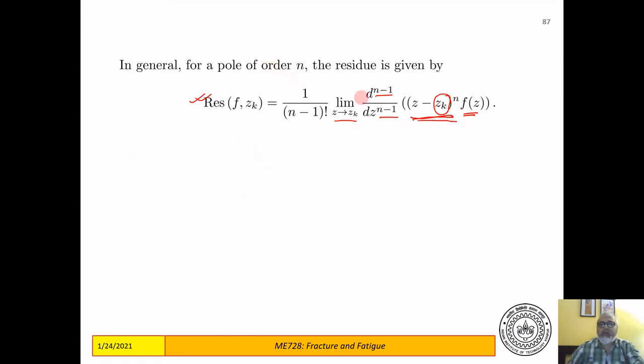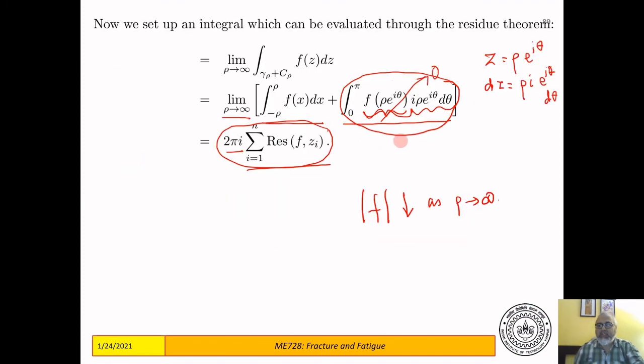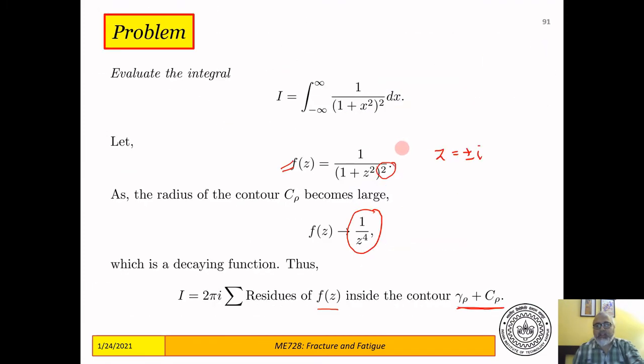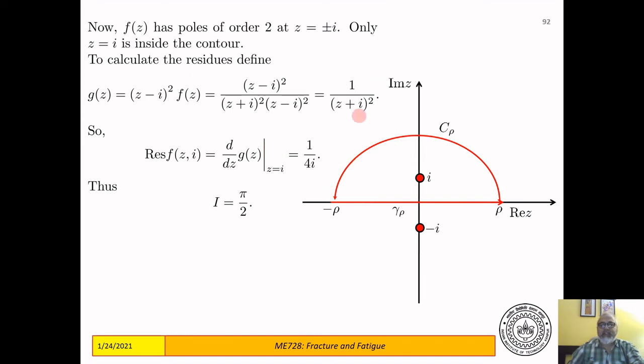We have to use the residue theorem formula with n equal to 2. So we have to take the first derivative of (z minus i) to the power 2 times f(z), d/dz of that, limit z tends to plus minus i. So this is minus plus, and 1 by 1 factorial. That will give you the residue, which you can easily calculate. And if you do that, you will see that the residues are 1 by 4i.